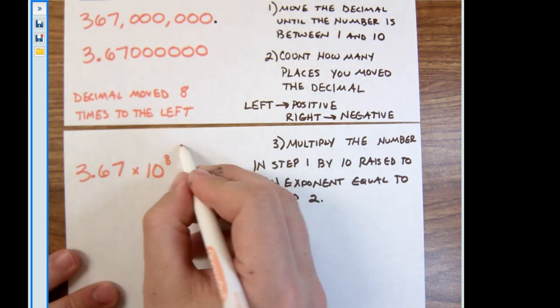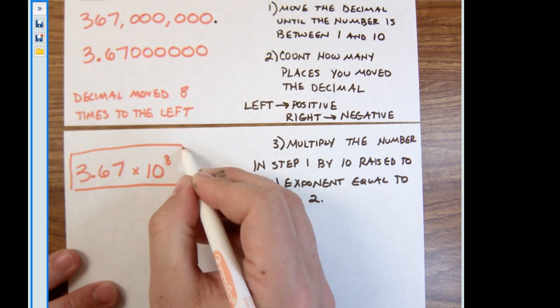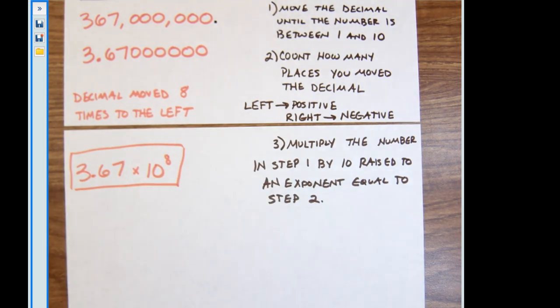And there it is in scientific notation. 3.67 times 10 to the 8th power. We represented 367 million in a way that is intelligent for a couple of reasons. Number one, it's easier to read. If I hadn't said out loud 367 million, the way you'd have to figure it out is by counting the zeros.